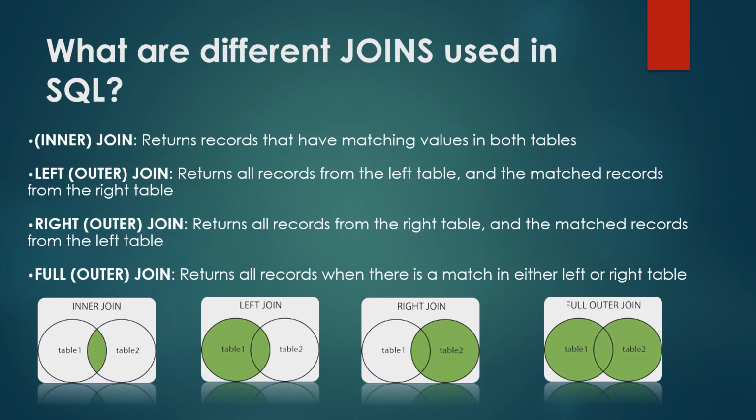What are different types of joins used in SQL? So there are four types of joins: inner join, left outer, right outer and full outer join. So here below in the figure you can see all four are depicted. So it's very clear that inner join is something which is common in both the two tables, whereas left outer join is like everything from the left table and only the matching records from the right one.